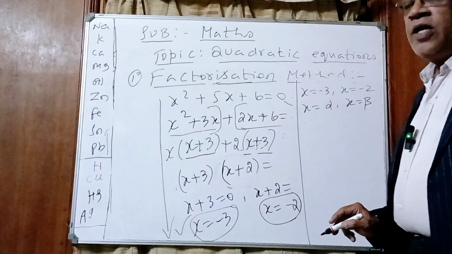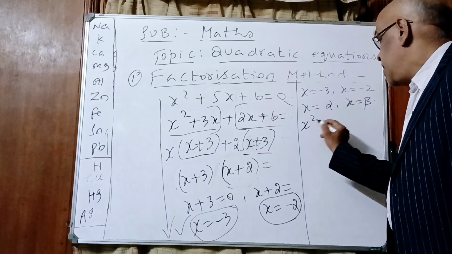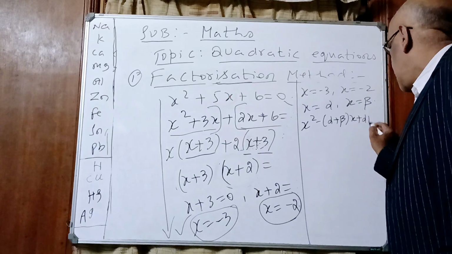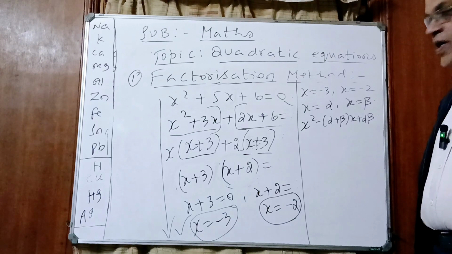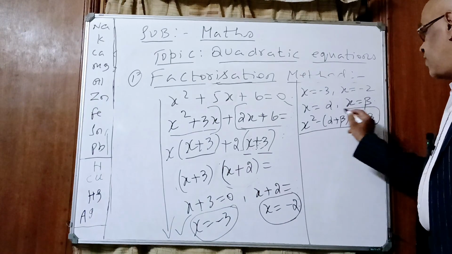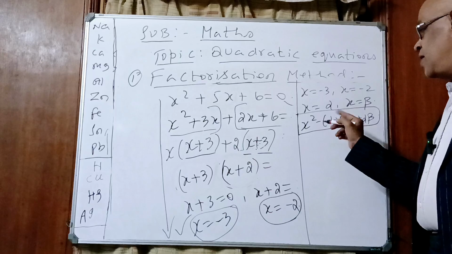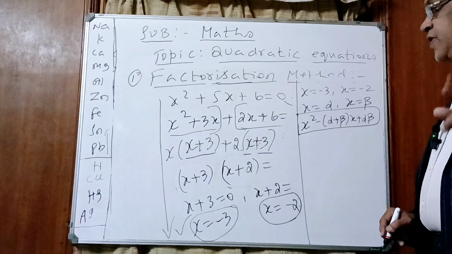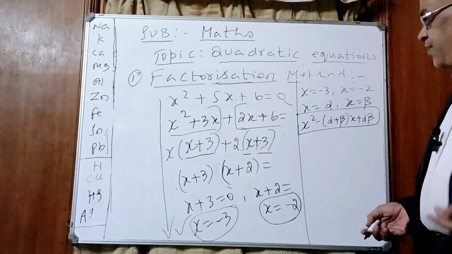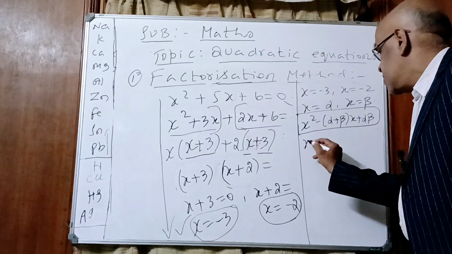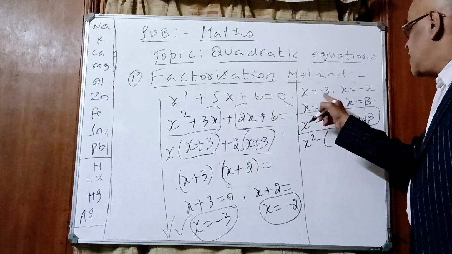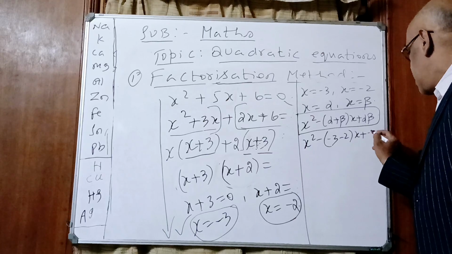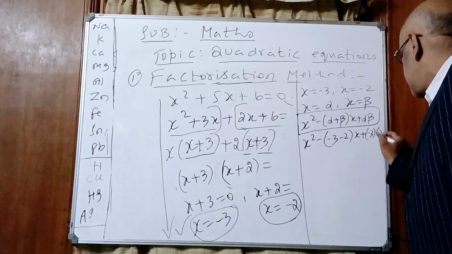For that children, what is the formula I told you to remember? X square minus of alpha plus beta into x plus alpha beta. Yes or no children? So this is the formula you should remember when the zeros are given to find the quadratic polynomial. Then you should remember the sum of the zeros and the product of the zeros. The chapter is over in polynomial. So come here, x square minus of, what is alpha children? Minus 3. What is beta? Minus 2. X plus minus 3 into minus 2.